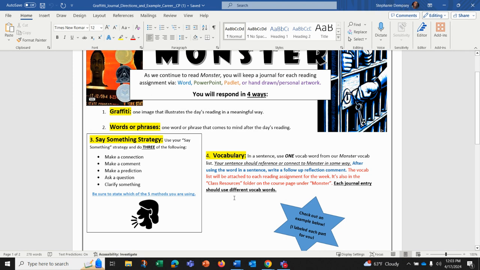Then for vocabulary, you're going to pick one vocab word from our Monster vocab list and write one sentence. Your sentence should reference or connect to Monster in some way. After using the word in a sentence, write a follow-up reflection comment. The vocab list is attached to each reading assignment for the week, and it's also in the class resources folder on the course page under Monster. Each journal entry should use different vocab words, however, so don't use the same one.